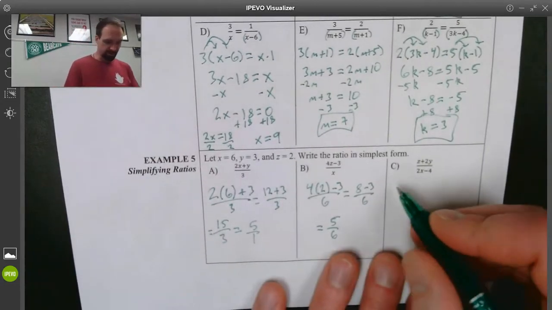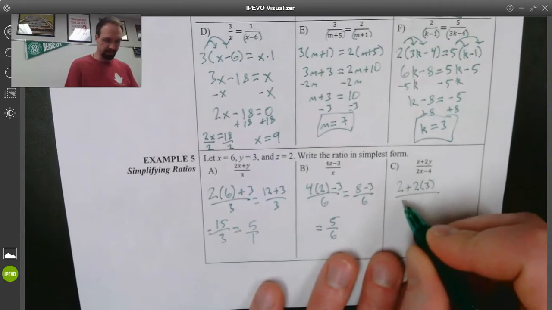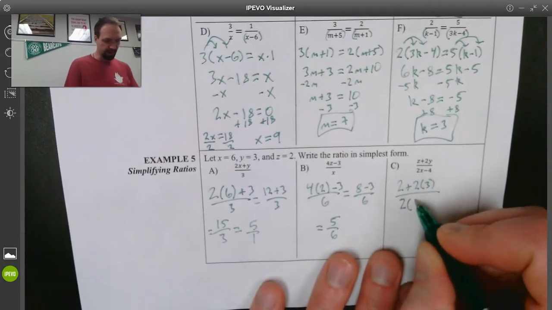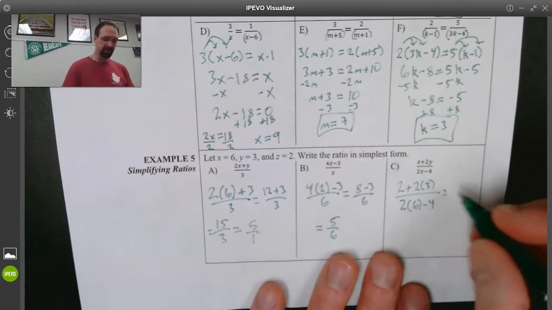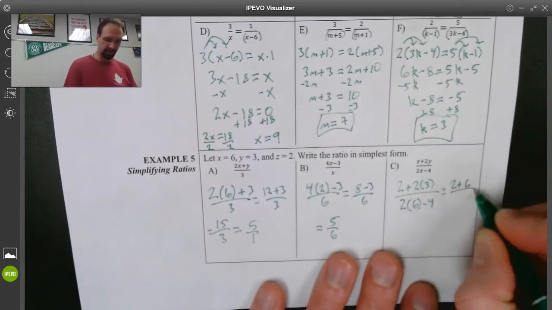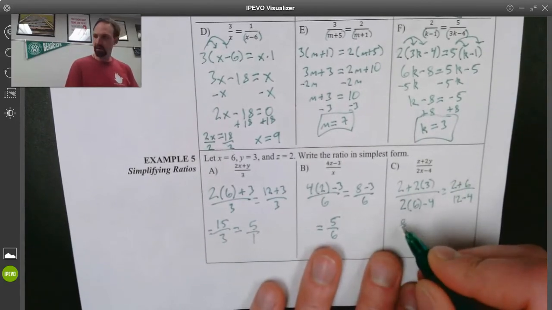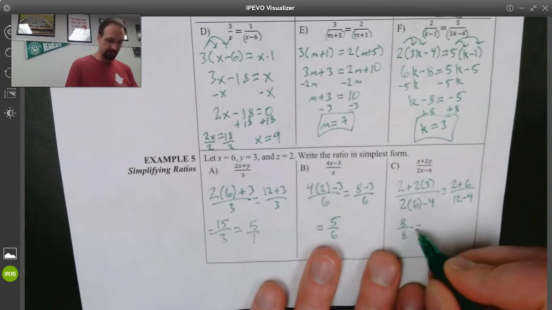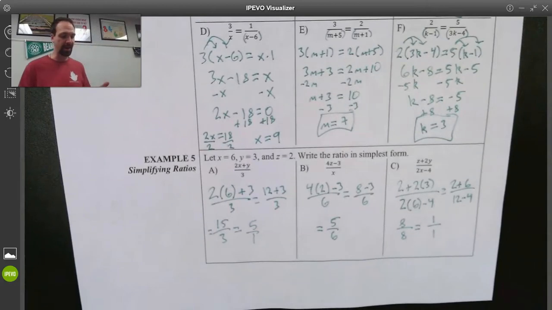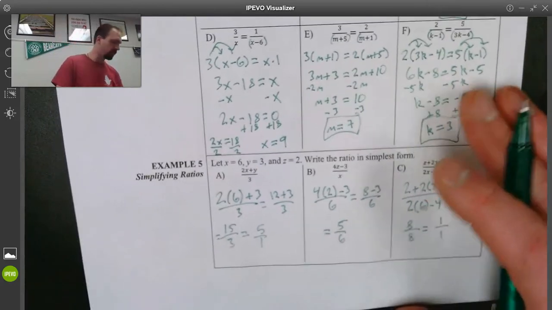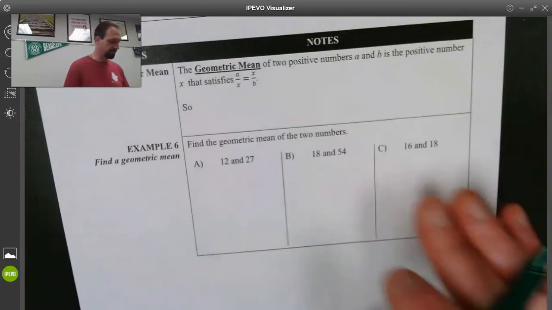And then here, z is 2 plus 2 times y, which is 3, all over 2 times x, which is 6, minus 4. Simplify what you multiply first. So this is going to be 2 plus 6 over 12 minus 4. Now we simplify the numerator and the denominator. So this is 8 over 8, which reduces to 1 over 1. And I'm going to leave it as 1 over 1, again, because of the ratio. Again, normally you would divide, and you would get 1 and just 1, but we leave it as that.